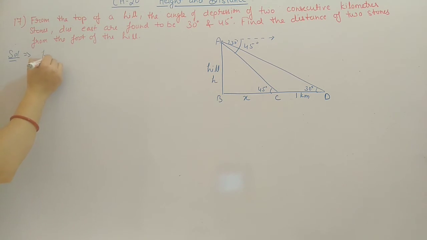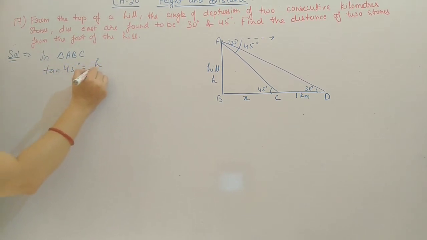In first triangle ABC, tan 45 is equal to height by base. Height is h and base we have taken as x. And the value of tan 45 is 1. 1 is equal to h by x. So x is equal to h from the first triangle.